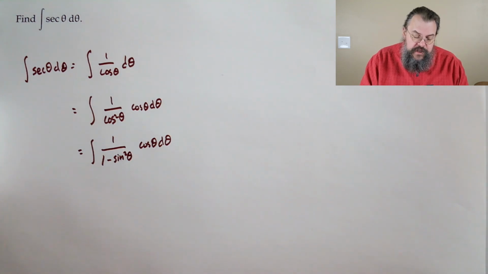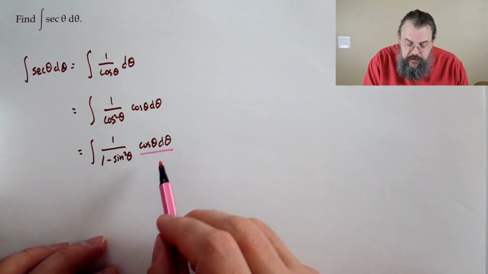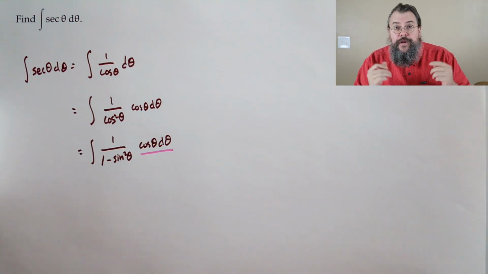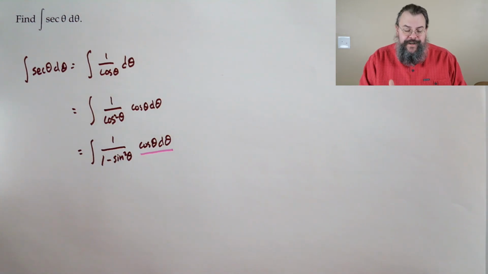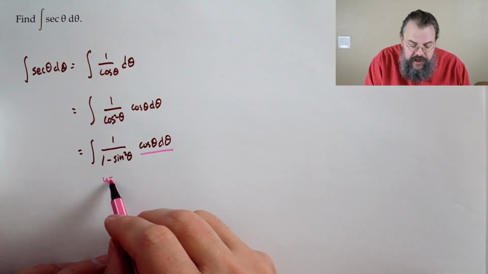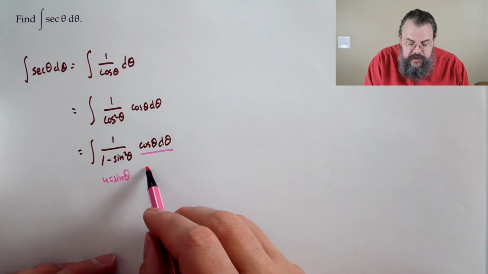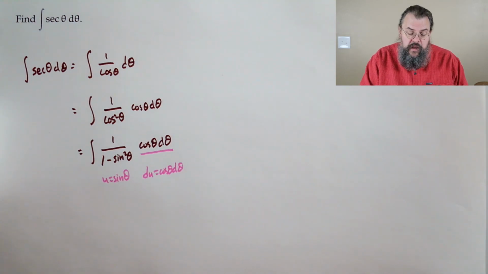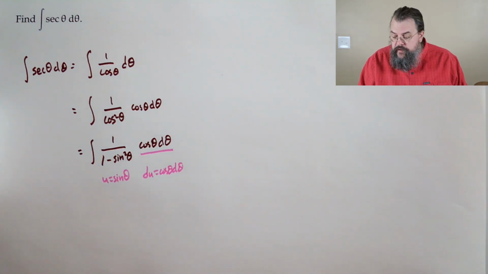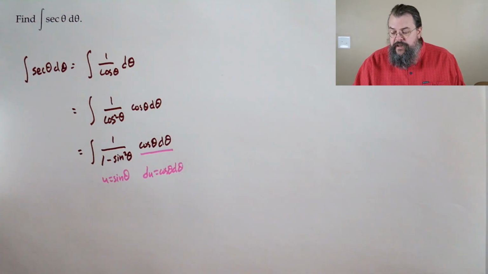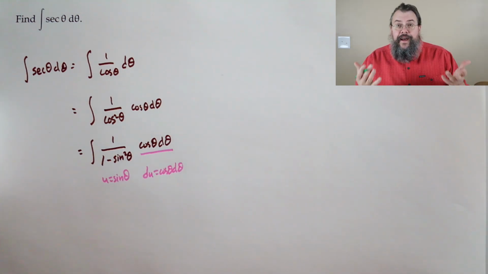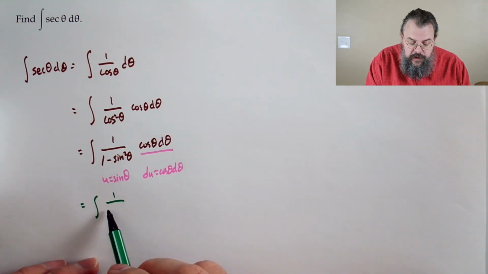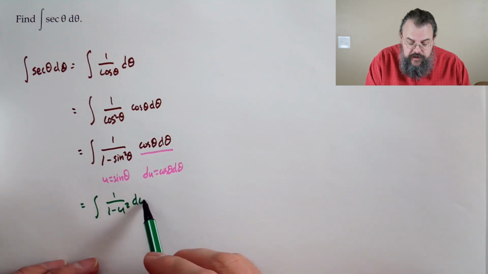And what's our substitution? Well, this part really was the hint. It says that what you should be doing is a substitution where the derivative is cosine. So our substitution is sine theta. So u is sine theta, du is cosine theta d theta. And now what happens? Well, we've transformed our integral. It's no longer a trig integral, it's an algebra integral. In particular, it becomes the integral of 1 over 1 minus u squared du.